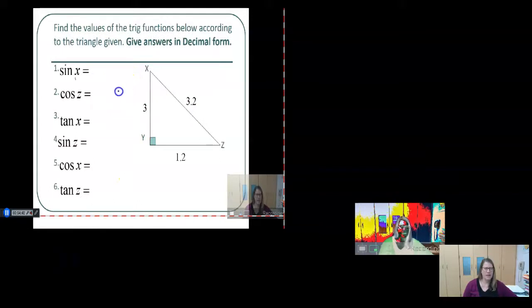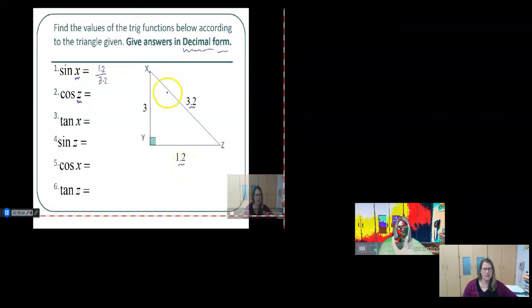Now here we have sine x, but then we want to find cosine of z. And it also says here to give my answer in decimal form. Okay, so I'm going to look at x first. So here's angle x. The opposite side of that is 1.2. The hypotenuse is 3.2. So sine x is 1.2 over 3.2.